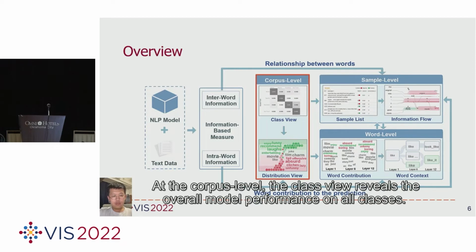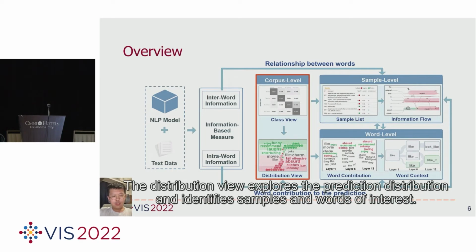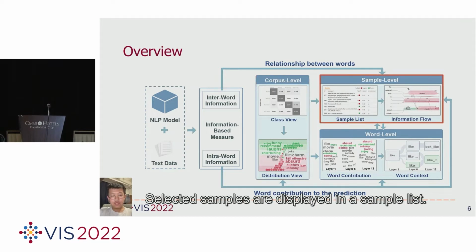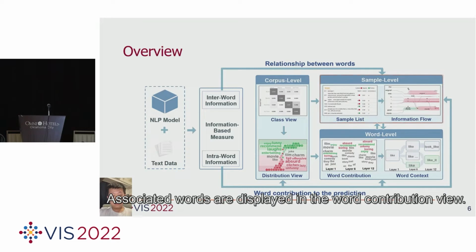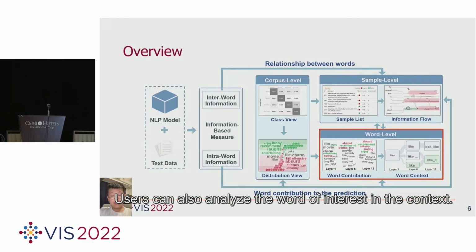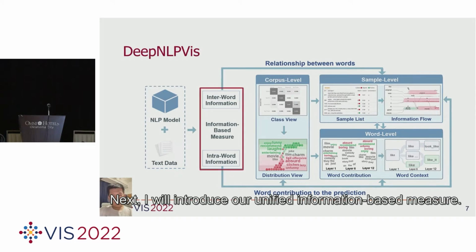At the corpus level, the class view reveals the overall model performance on all classes. The distribution view explores the prediction distribution and identifies samples and words of interest. Selected samples are displayed in a sample list. Users can select a sample and explore how models process it. Associated words are displayed in the word contribution view. Users can also analyze the word of interest in the context. Next, I will introduce our unified information-based measure.